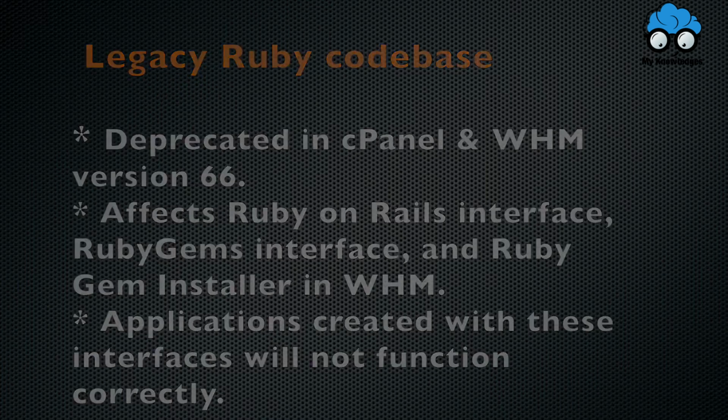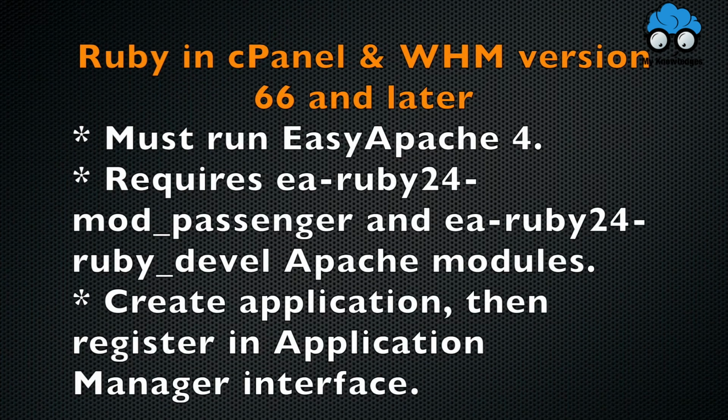version 66 and later. First of all, your server must run Easy Apache 4 and the EA-Ruby24-mod_passenger and EA-Ruby24-Ruby-devel Apache RPMs. Then, after you create the application, you must register it in cPanel's Application Manager interface. In fact, if the EA-Ruby24-mod_passenger RPM isn't installed on your server, the Application Manager interface won't even be available.